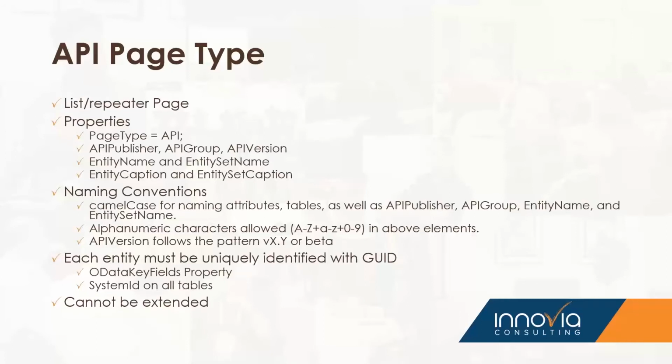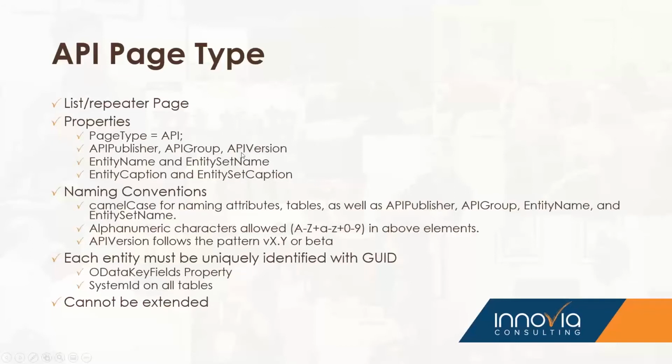So you're building a page type of API, but when you see the code, it really looks the same as a list or repeater type page. The page is going to have its own unique properties. So every page has a page type, whether that's card, list, document, and there are others. This will have a page type of API. When you set the page type to API, all of these other properties now become relevant.